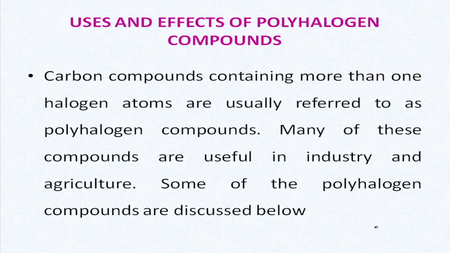Uses and effects of polyhalogen compounds. Carbon compounds containing more than one halogen atom are usually referred to as polyhalogen compounds. Many of these compounds are used in industry and agriculture. Some of the polyhalogen compounds are discussed below. Poly means many, and halogens are fluorine, chlorine, bromine, iodine.